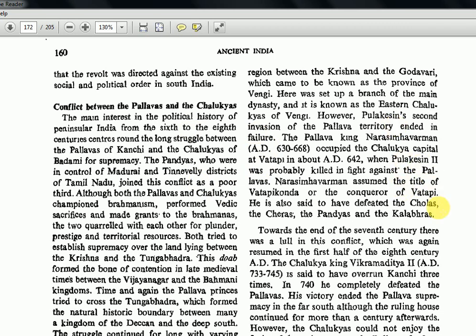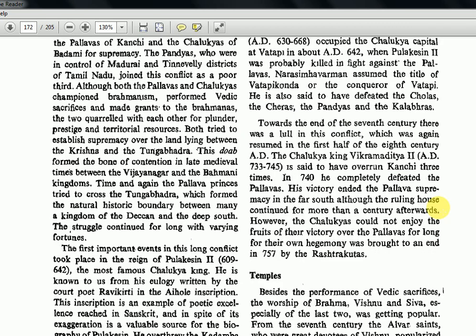Now towards the end of the 7th century, there was a lull in the conflict, which was again resumed in the first half of the 8th century AD. Chalukya king Vikramaditya II is said to have overrun Kanchi 3 times. So now the next important Chalukya ruler after Pulakeshin is Vikramaditya II. Now in 740, he completely defeated the Pallavas. His victory ended the Pallava supremacy in the far south, although the ruling house continued for more than a century afterwards. So the main defeat of the Pallavas is under Vikramaditya II.